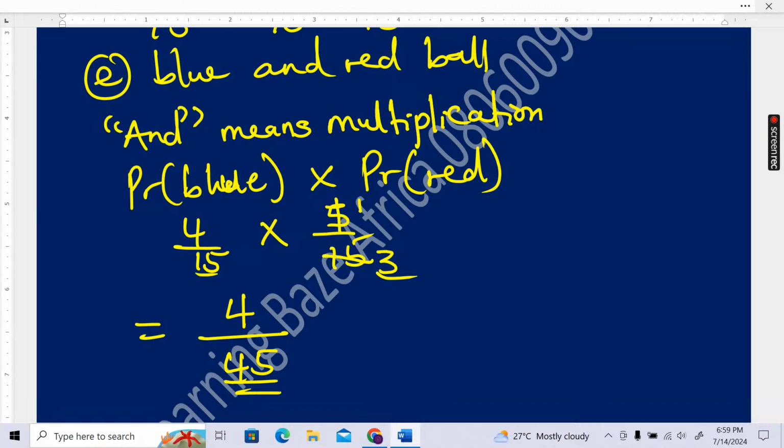In probability, or means addition. In probability, and means multiplication.